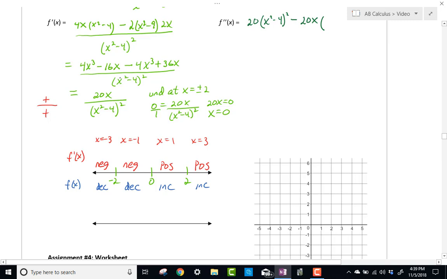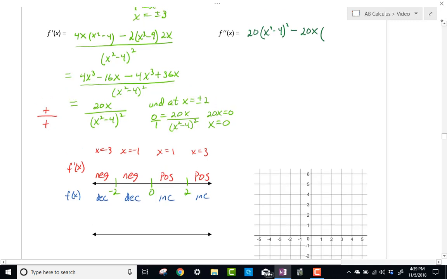The derivative of the denominator is going to be, let's see, we've got 20x times 2, bringing the exponent from the denominator down in front, times x squared minus 4, times the derivative of the inside material, which is 2x, all over x squared minus 4 squared, and then squared again. Wow.